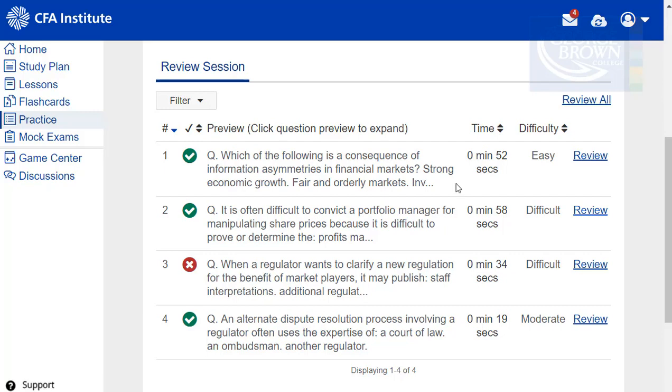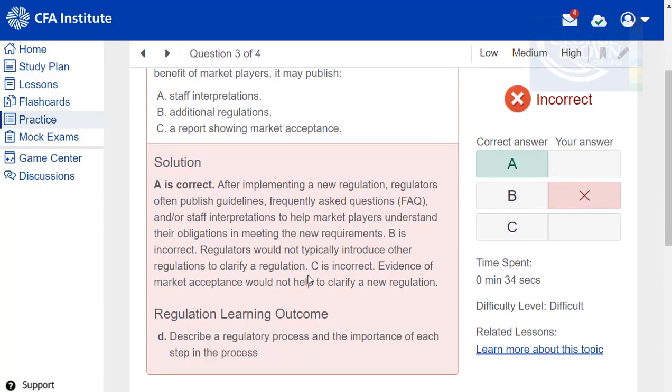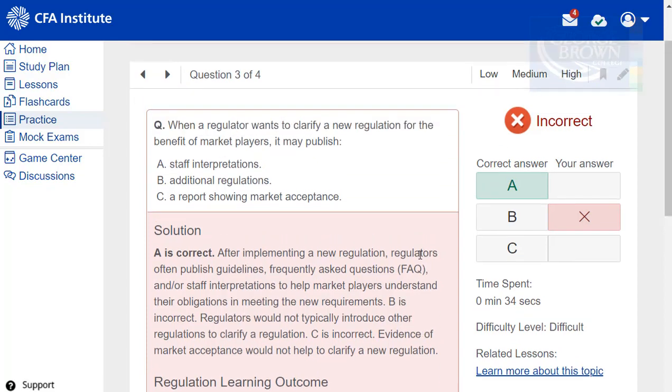And so now when it's done, you can see it's going to bring me my review, and you can see that I've got the last question I got right, but the one before that I got wrong, so I can click on the review. Oh, A was correct. It may publish staff interpretations. So C is incorrect. Evidence of market acceptance would not help to clarify new regulation. B is incorrect. Regulators would not typically introduce other regulations to clarify one. They would do staff interpretations.